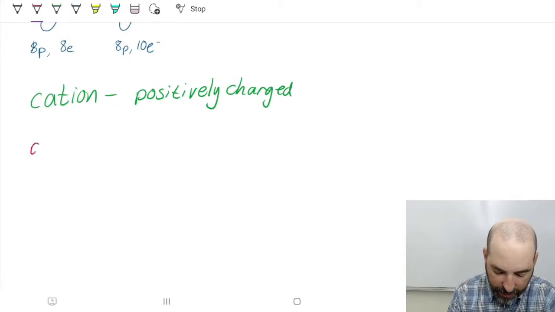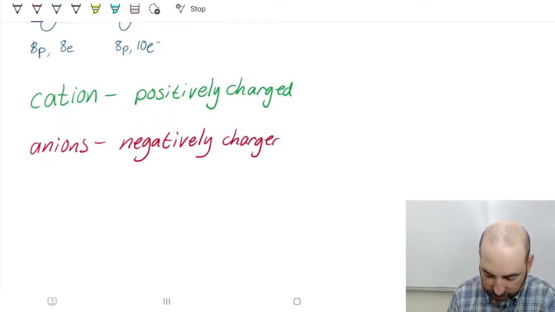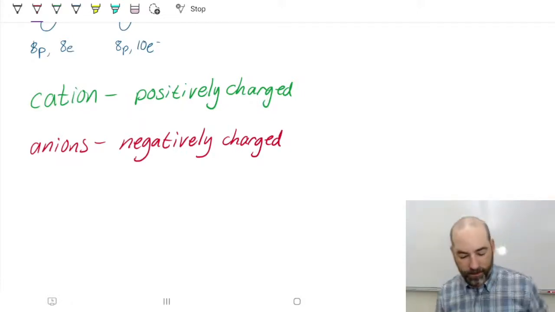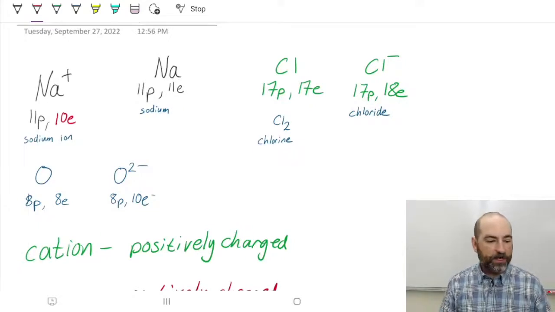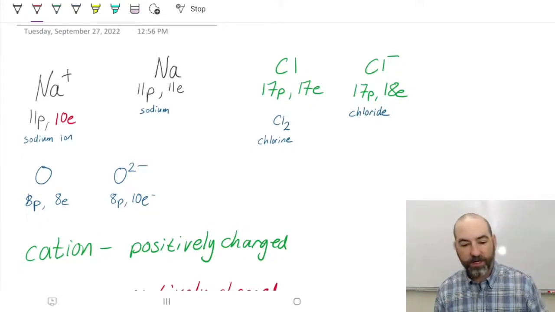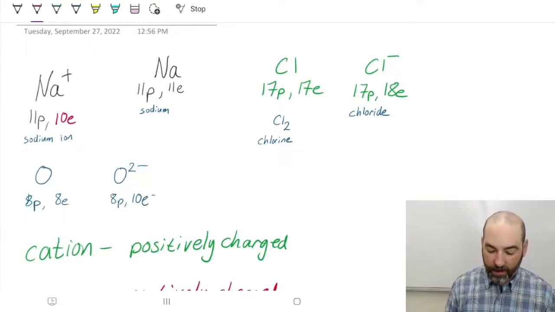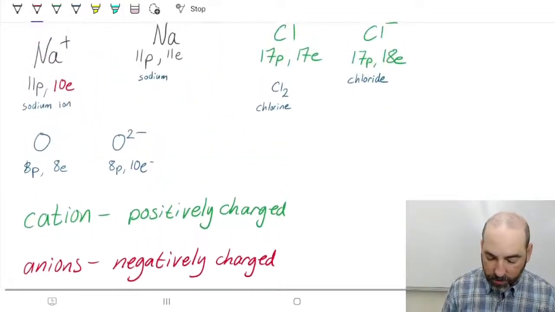And we have anions, that are negatively charged. All right, so cations and anions. So from now on, when we talk about positively charged atoms or ions, we're going to call them cations. When we talk about negatively charged ions, we're going to call them anions. Okay, so that's kind of the basics.